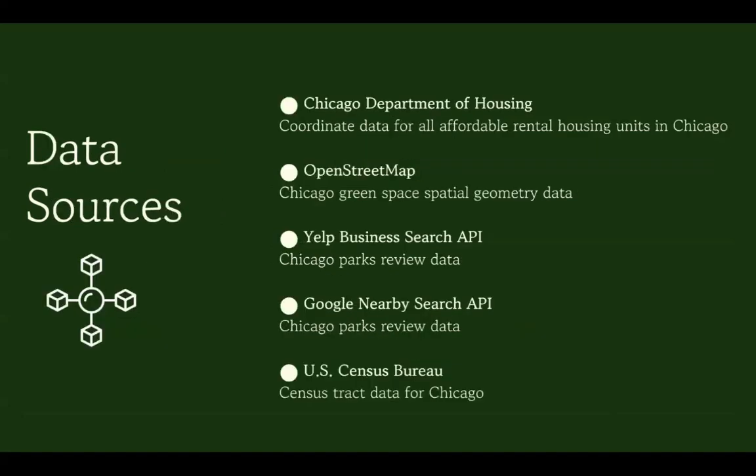To develop this accessibility index and interactive dashboard, we utilized data from a number of sources. We retrieved locations of all affordable housing units in Chicago from the Chicago Department of Housing website. We extracted the spatial data on Chicago parks and green spaces from OpenStreetMap. We extracted census tract data from the American Community Survey. This data helps us contextualize green space accessibility for affordable housing units in relation to the surrounding community. Finally, we pulled user reviews on Chicago green spaces by utilizing the Yelp Business Search and Google Nearby Search APIs.